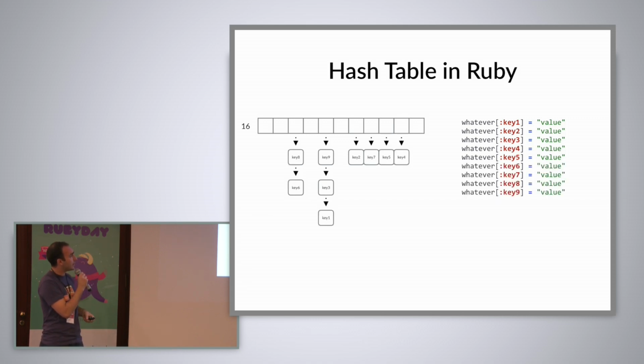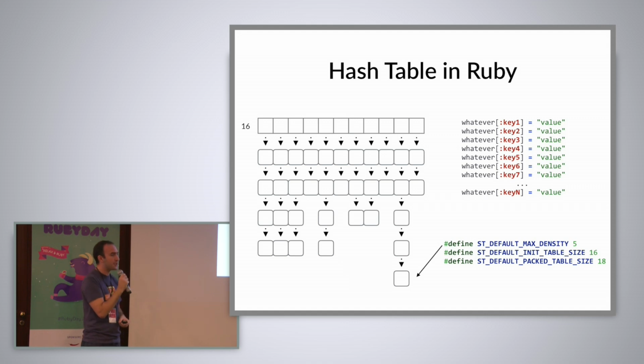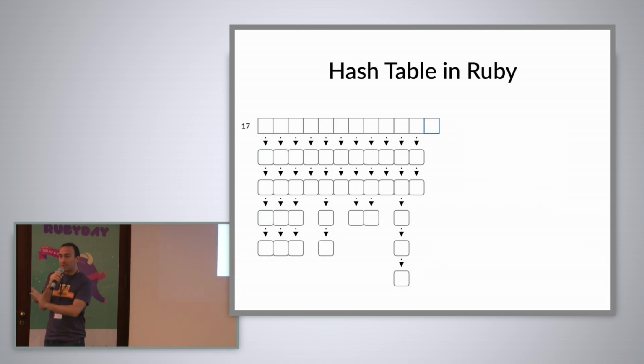I keep going on, and the storage increases to the point where I reach what is called the maximum density. So the Ruby virtual machine keeps track of the density of a storage table, and density is essentially the number of items in the linked list starting from a specific bucket in the storage array, okay? So there's a constant in the C code of the virtual machine which says when the number approaches 5, then do something. What will happen is that the virtual machine will increase the size of the bucket array.